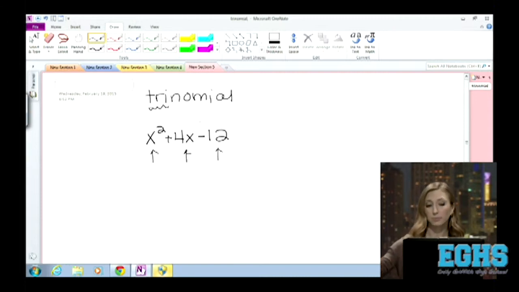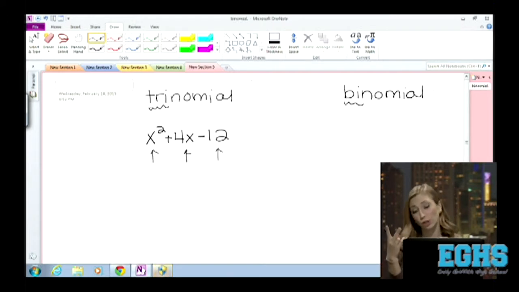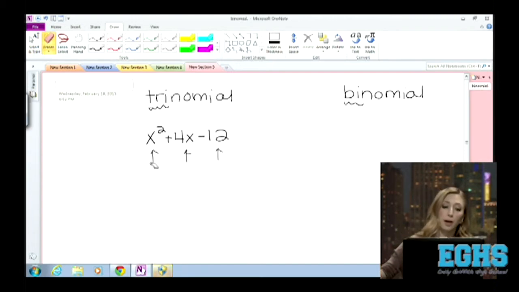And then if you want to get specific, we have binomials, which are 2 terms. And this is going a lot with language arts and thinking about prefixes and what those prefixes mean. So bicycle has 2 wheels, a binomial has 2 terms. Trinomial, tri meaning 3, like triangle, has 3 terms. And so the question is, how do I factor this?